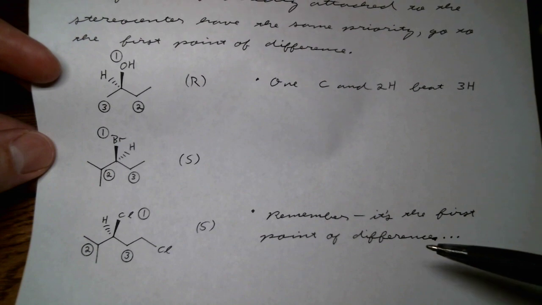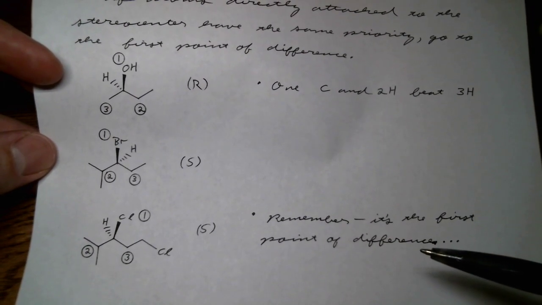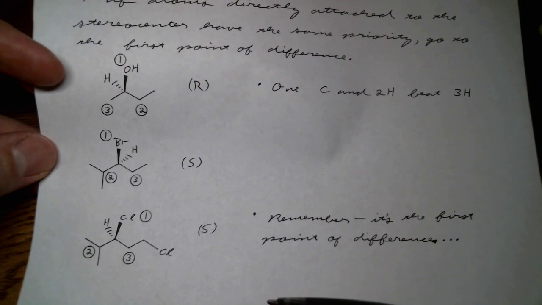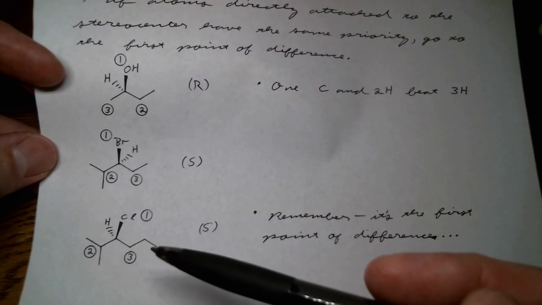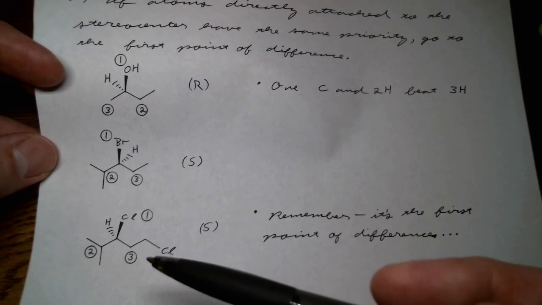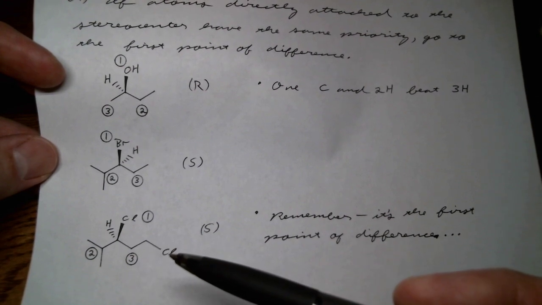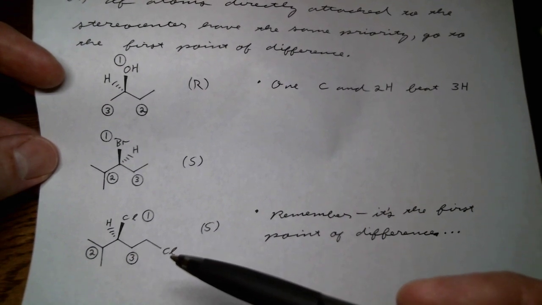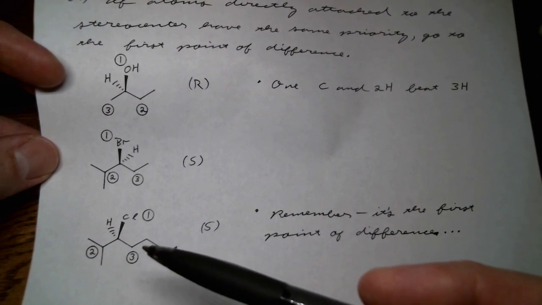So we've got to remember it's the first point of difference. So it's that first point we come to a difference where we assign the priority. So even though this arm possesses a chlorine, which is a very high atomic number, we come to the first point of difference sooner than getting out to counting that chlorine in terms of assigning priority for this arm.